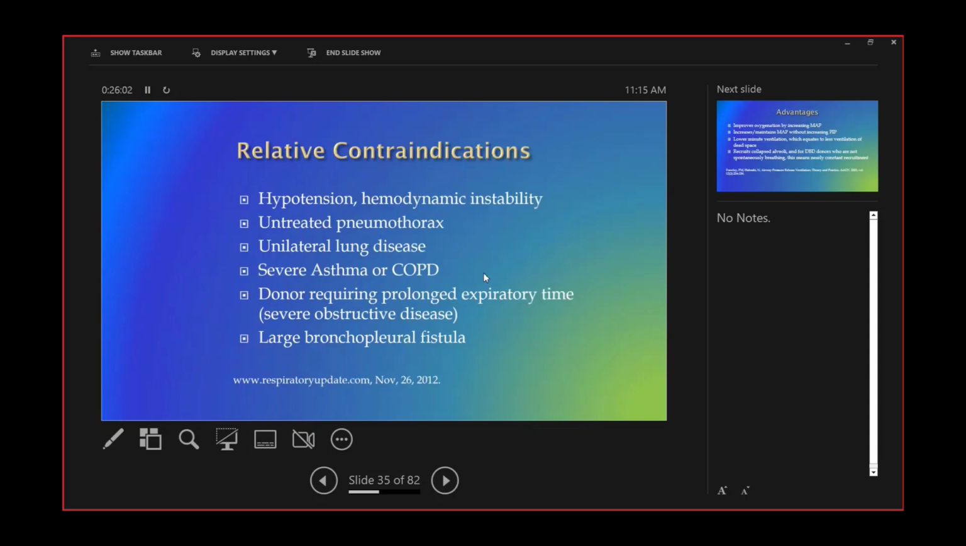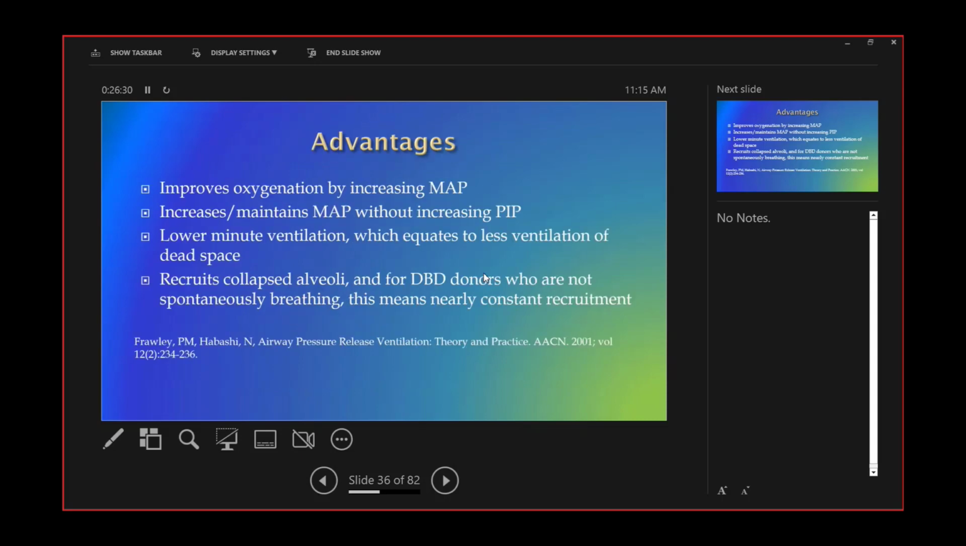Now, what are the contraindications of this mode? Well, hypotension or hemodynamic instability is going to be one, because you're increasing your mean airway pressure so significantly, you're decreasing your venous return. So you've got to make sure these are volume loaded patients. You got to volume load them, okay? Untreated pneumothoraces, unilateral lung disease, severe asthma or COPD, and any donor that requires prolonged expiratory time that appears to be having severe obstructive disease, and anybody with a large bronchopleural fistula additionally.